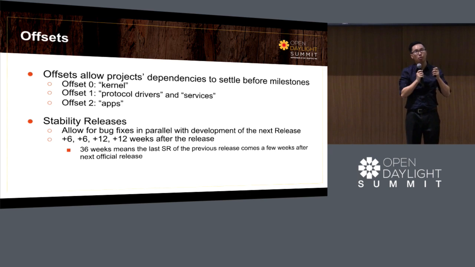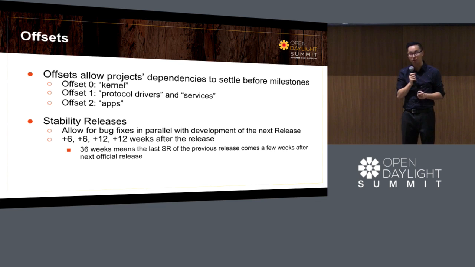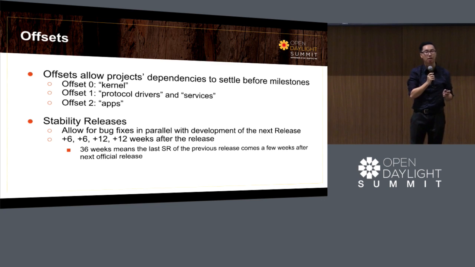In our release development phase, not all projects follow the same time point for when they send out their status. We have 3 different types of offsets. The first offset, 0, are usually for kernel projects. And whatever they develop tends to be consumed by the protocol projects who are functioning along the offset 1 time frame.